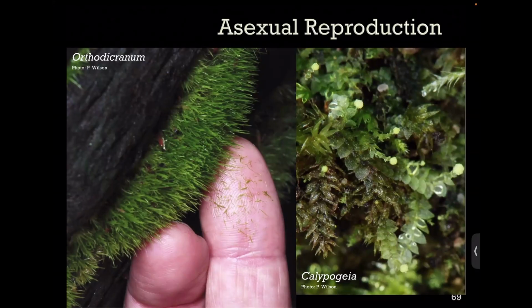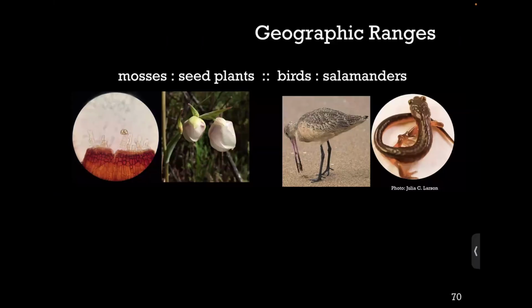So here's Orthodicranum, and the tips of the leaves break off. And then Calipagia has pom-pom-like things. That's a liverwort. So both liverworts and mosses can have asexual reproductive structures that are specialized.